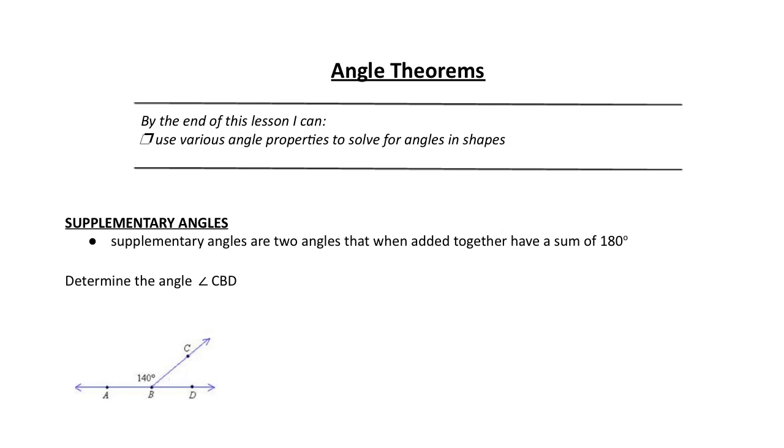Supplementary angles are two angles that when added together have a sum of 180 degrees. So for example, if you have a straight line and on that straight line you have another arm branching out, you will actually create two different angles. Two angles that are found along a straight line will always add up to 180 degrees.